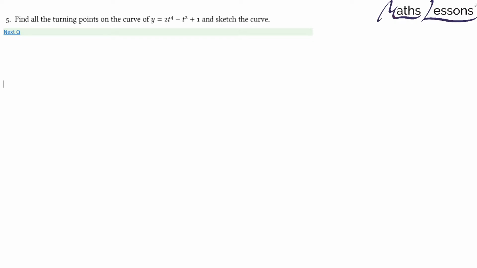Right, here we go. So we're going to find the turning points of this curve. First of all we need to differentiate. So we find dy over dt, and that's equal to 8t cubed minus 2t, and we don't need anything else because the 1 goes to 0. Now, to find the turning points, we make that equal to 0.